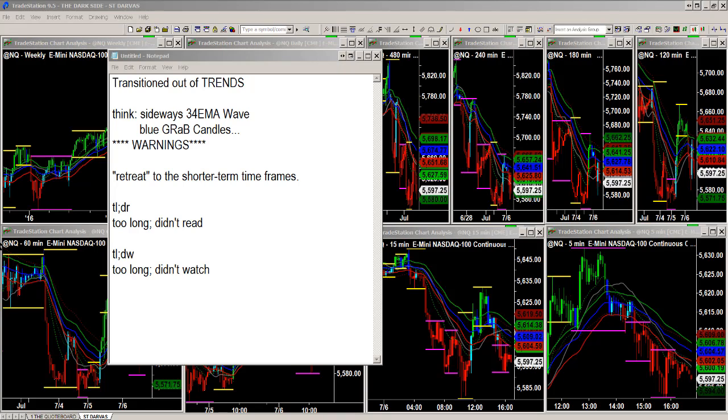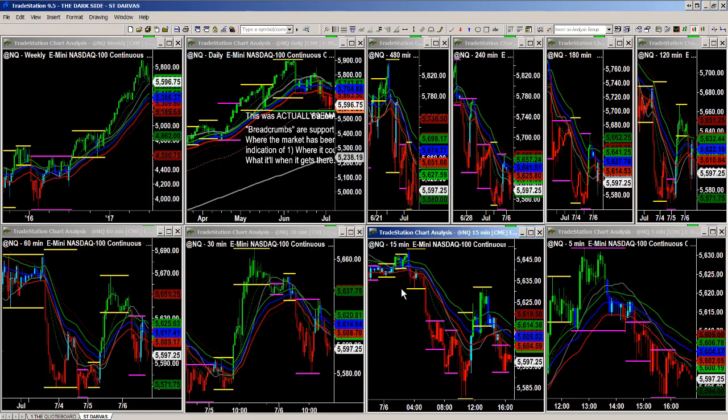Here are some of the notes from the chat that I just finished up a bit ago. Transitioned out of trends. That's kind of the theme here. Think sideways 34 EMA wave. The introduction, some blue grab candles. Those are the warnings. So now we're at this part: retreat to shorter term time frames. What do I mean by that? I'm going to bring my attention to a 30-minute, a 15, or a 5.